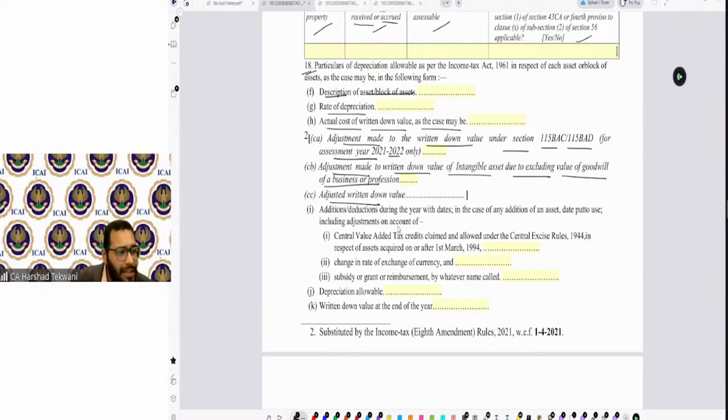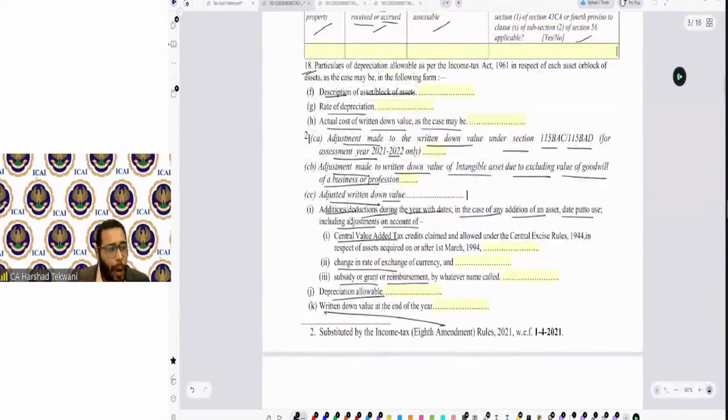Then you have adjusted written down value. After that, additions, deductions during the year with the dates. In the case of any addition of the asset, date put to use, including adjustment on account of modvat credit, change in rate of exchange of currency, subsidy granted or reimbursement. Okay. So you need to provide additions or deductions with respect to adjustment of modvat credit, exchange rate, and subsidy, then depreciation allowable and written down value at the end of year.